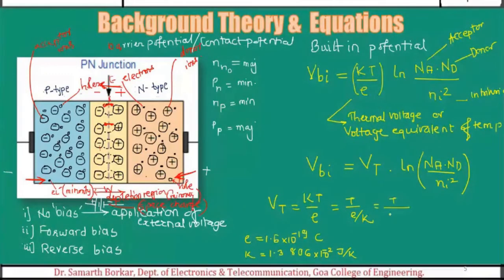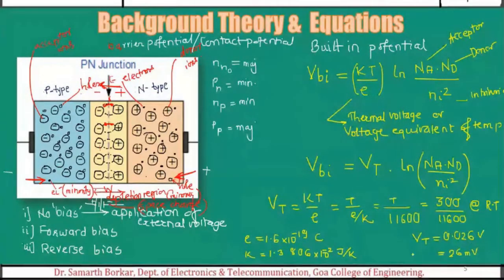T upon 11,600. Fine. Now when we solve the problems, we take this T as room temperature. So normally T is taken to be 300 at room temperature, divided by 11,600. So this value of Vt is 0.026 volts, or 26 millivolts. Fine.